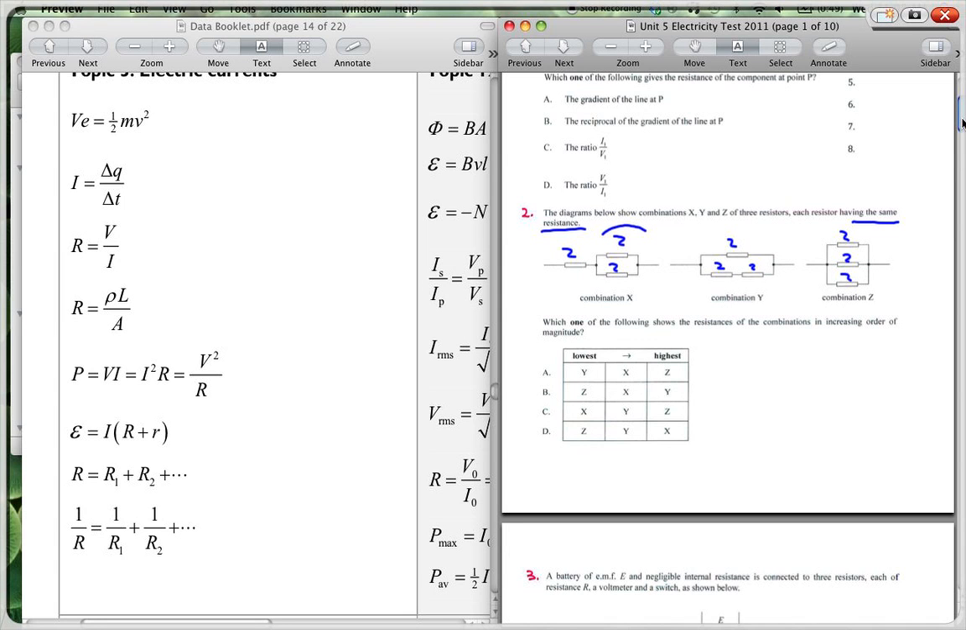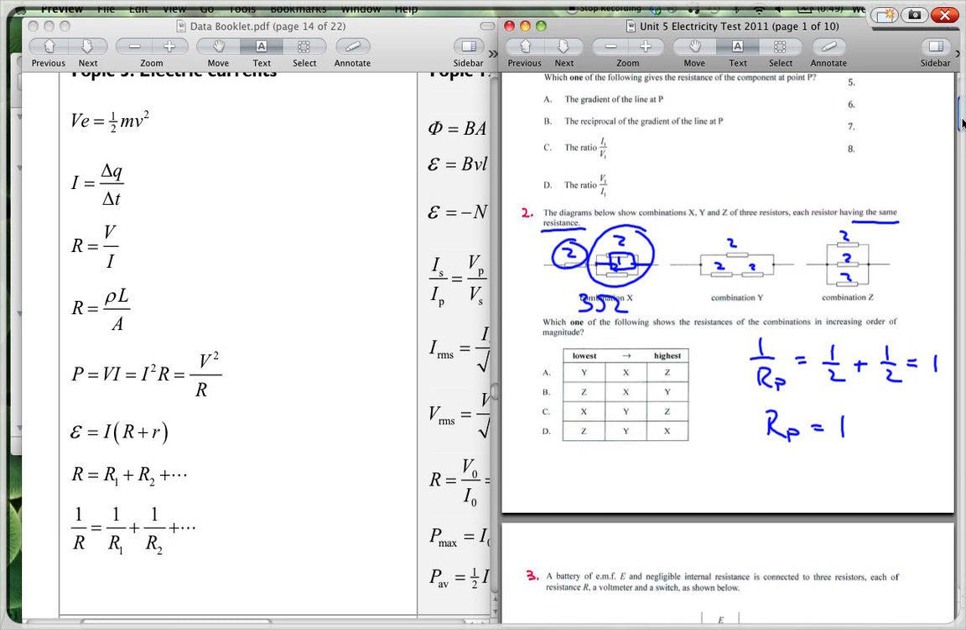Now here we've got a parallel section. So the resistance of that is going to be 1 over R parallel is equal to 1 over 2 plus 1 over 2, which is equal to 1. So this part over here, Rp, which is the inverse of that, 1 over 1, is equal to 1. So this will have a combined resistance of 3 ohms, the 2 ohms plus the 1 ohm there.